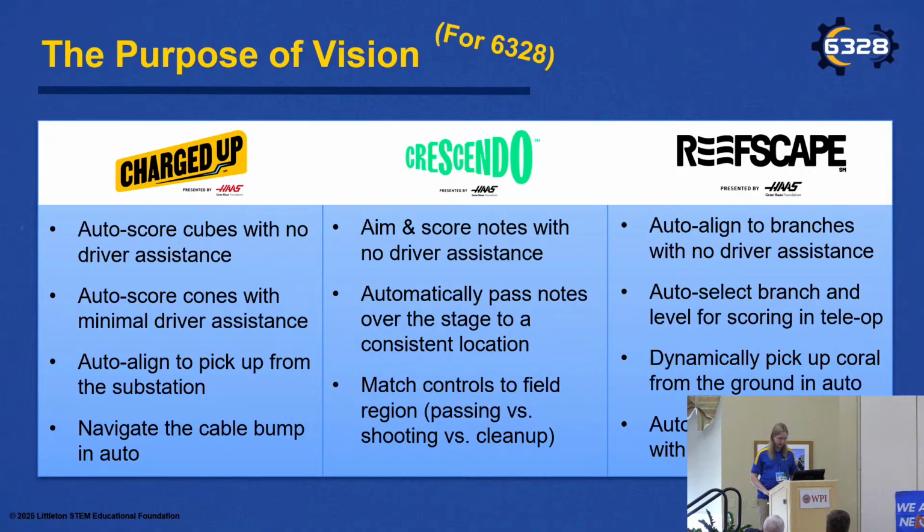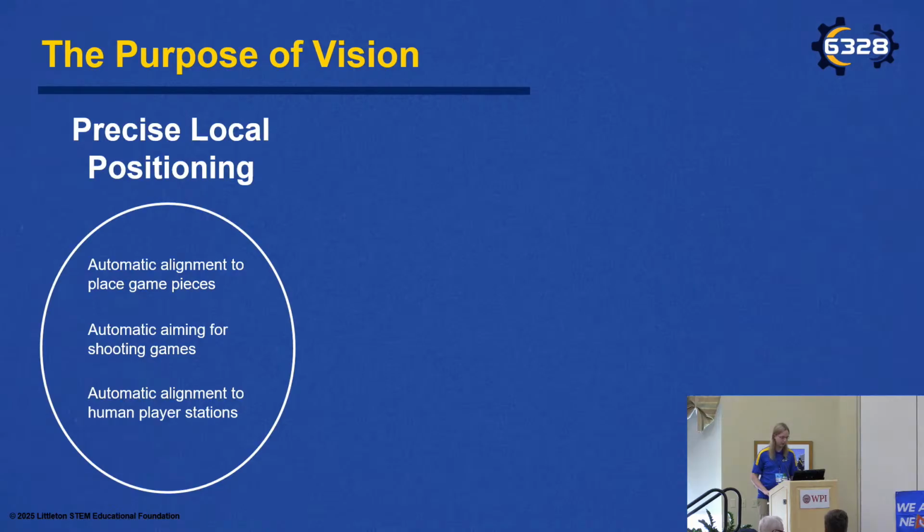Now finally, 2025, most recently, this was our chance to revisit automatic scoring with a really precise task of placing the coral on the reef. And new this year, we also wanted to automate branch selection as much as possible, which meant the robot needed to know at all times which branches and levels were closest. This was also the first game that we personally started tracking game pieces on the field so that we could dynamically pick up coral from the ground in auto. That was a new thing for us. And again, we had a bunch of dynamic controls that changed based on where we were.